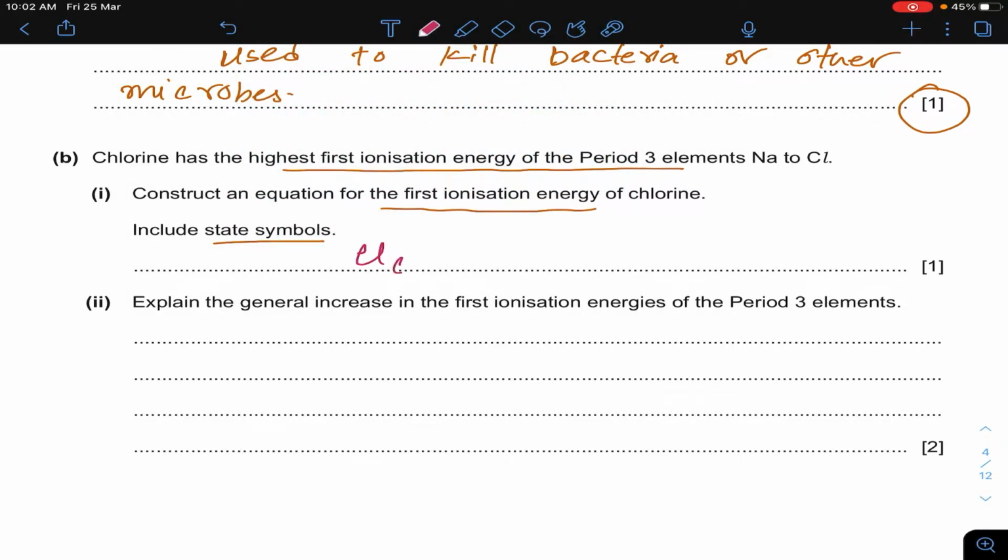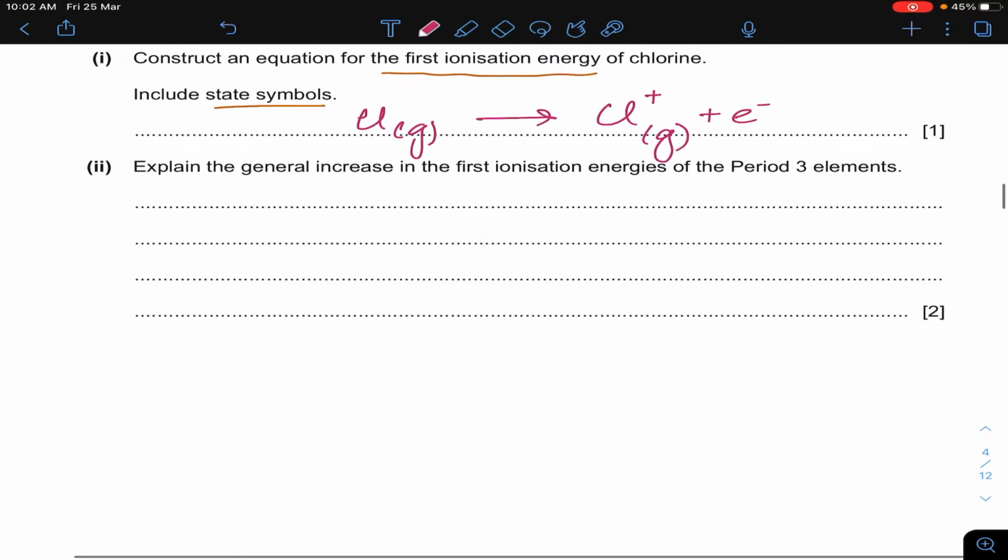So the chlorine gaseous atom loses 1 mole of electrons to form 1 mole of gaseous ions, Cl+. Right, so this would be the ionic equation for the first ionization energy, when 1 mole of gaseous atoms loses 1 mole of electrons to form 1 mole of gaseous ions.